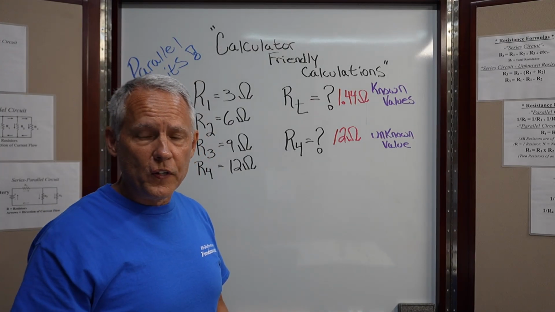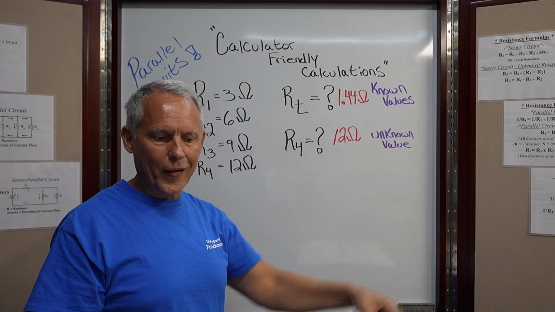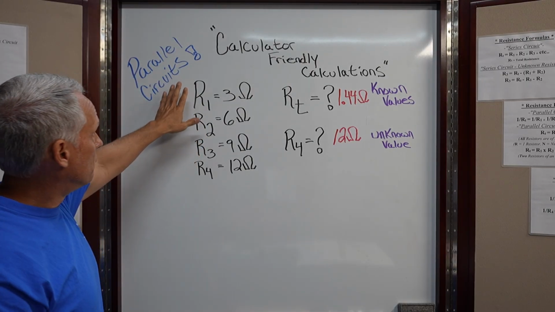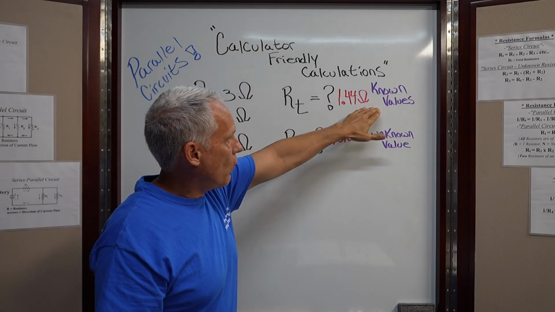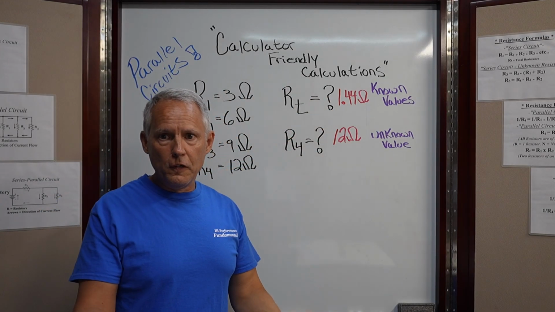There's not much more to it than that. Like I said, I wanted to show you earlier how I got down to the calculator-friendly version, but now you know, right? And like I said, parallel circuits, calculator-friendly version, calculating for the known value, and calculating for the unknown value, okay? That's how it goes, simple as that.